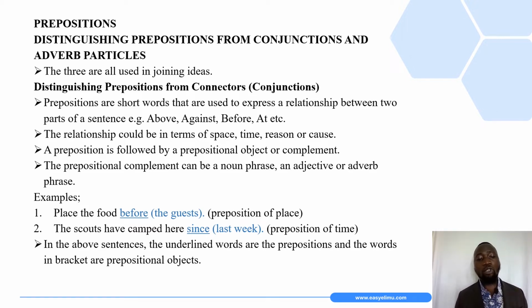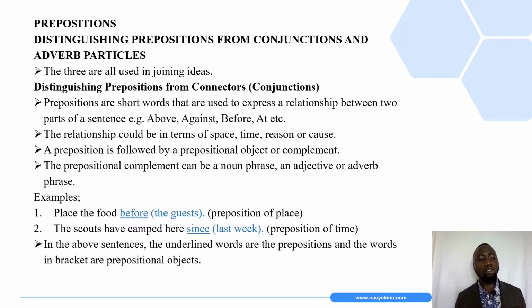As examples in sentences, there are two here. The first one: place the food before the guests. Then the second one: the scouts have camped here since last week. In the first sentence, we have the preposition before, and it is a preposition of place because it is indicating where the food is supposed to be placed.